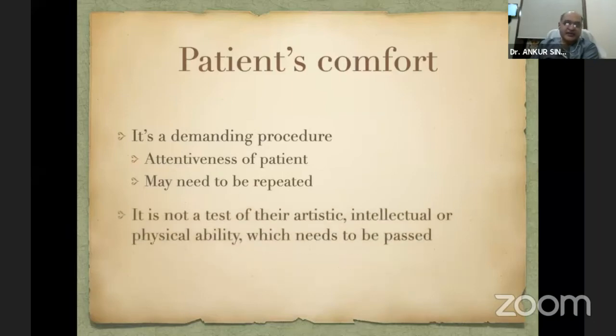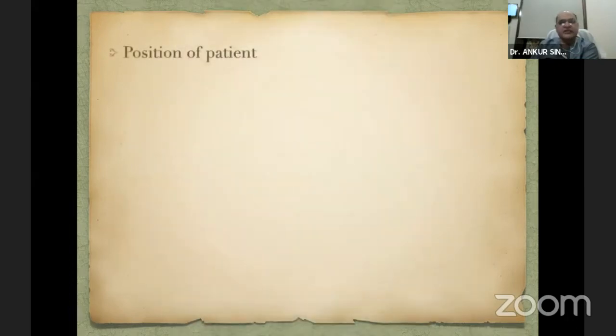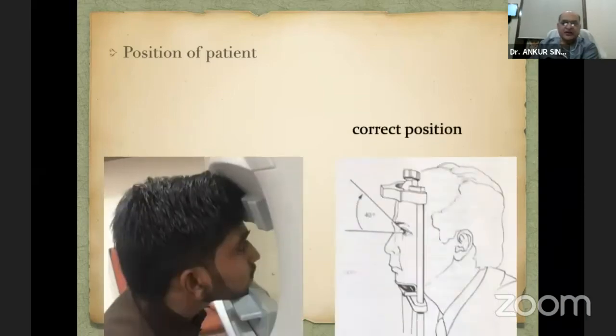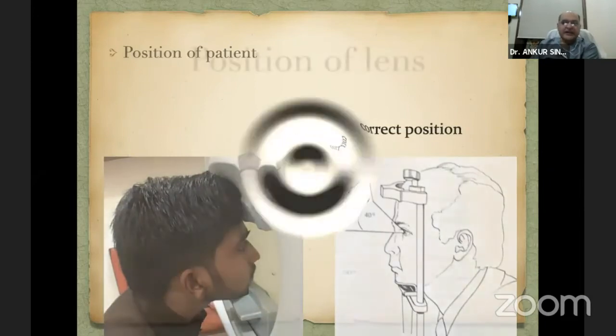It may need to be repeated. And it is not a test of their artistic, intellectual, or physical ability, and all the points are not seen by everyone. So this has to be very much clarified to the patient before we start that test. Check the position of the patient, whether it is correct or incorrect. Now, this is an incorrect position where the chin is a little away from the chin rest. Make the patient sit comfortably in the correct position.